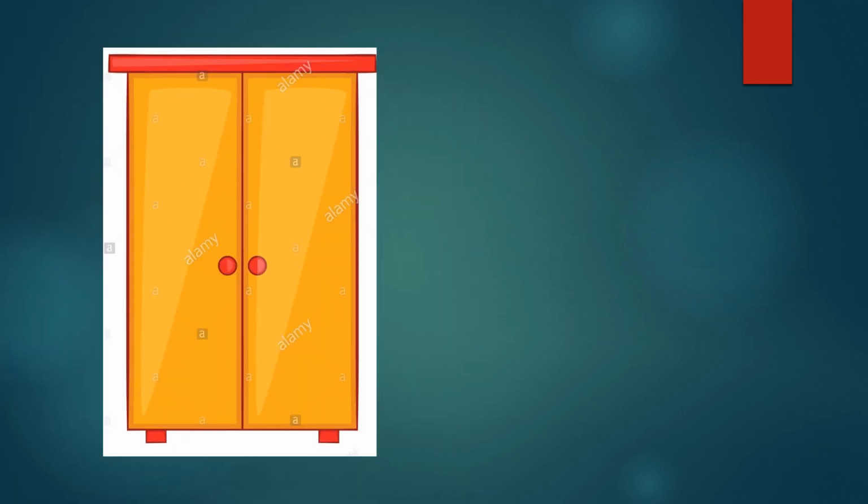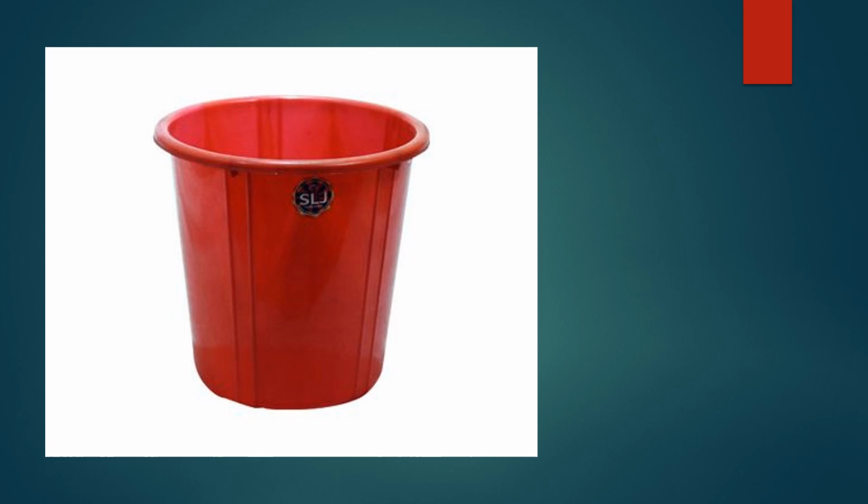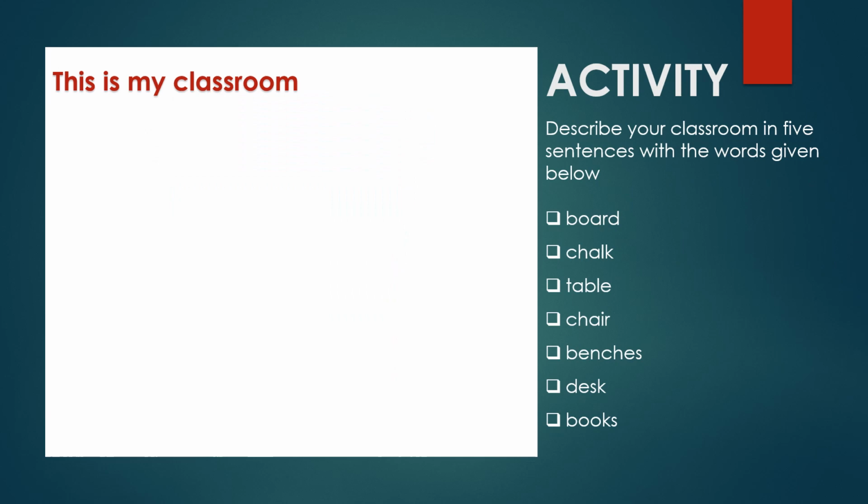What is it? It's a cupboard. There is a cupboard near the wall. We keep our material there. Then it's a dustbin. There is a dustbin in the corner. We keep our classroom clean. We have read about different things that we see in a classroom. That means we have learned with the help of the pictures how to read the sentences about our classroom.